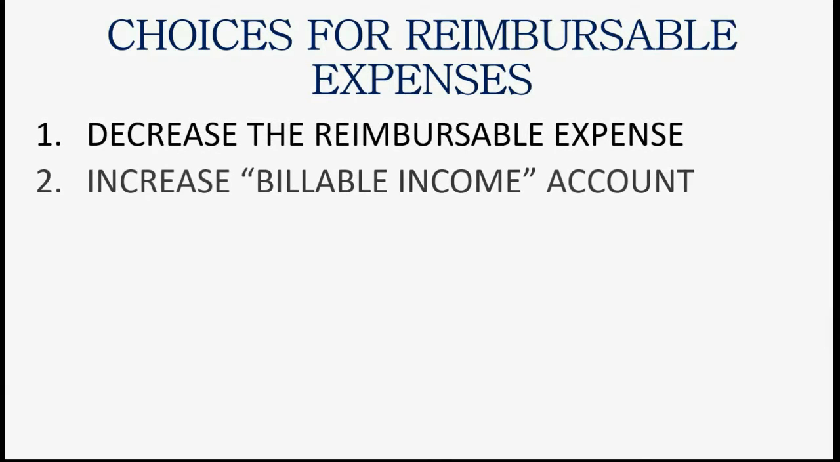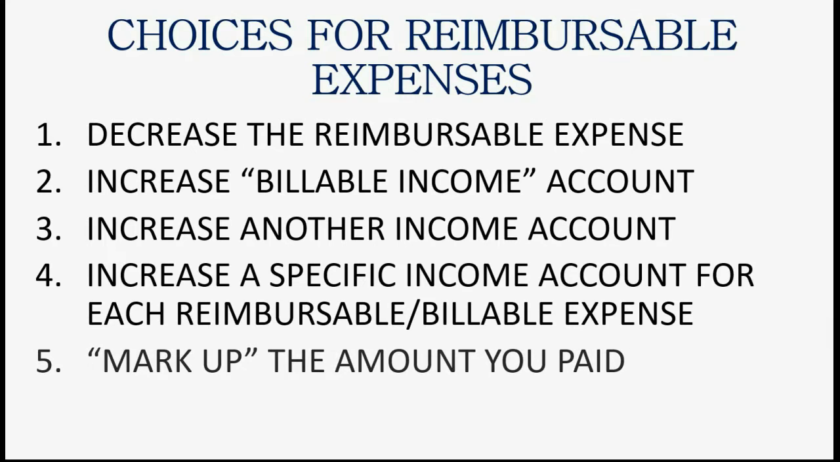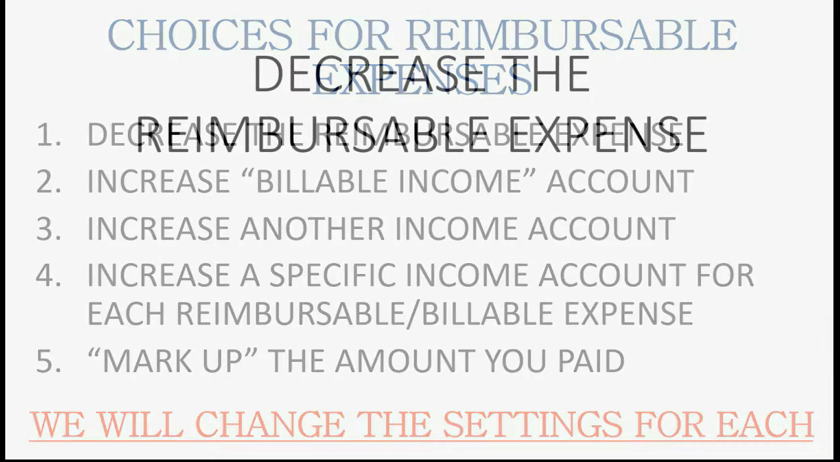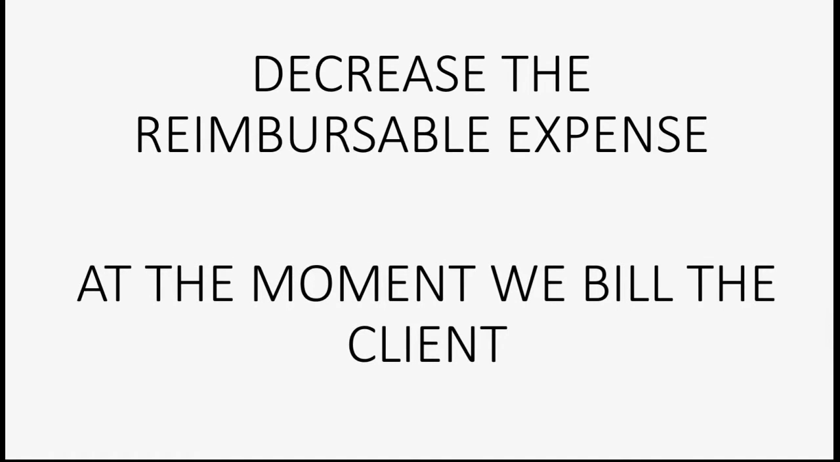Now, once you're in the settings window, you have several choices about how you would like QuickBooks Online to record the reimbursable and billable expenses. And we will change the settings before each demonstration of each of the different ways that you can record billable and reimbursable expenses. And the first one that we will choose is having the reimbursable expense decrease the actual expense at the moment that you bill the client. So that will be the first setting that we will change.